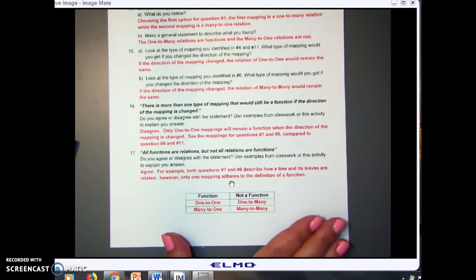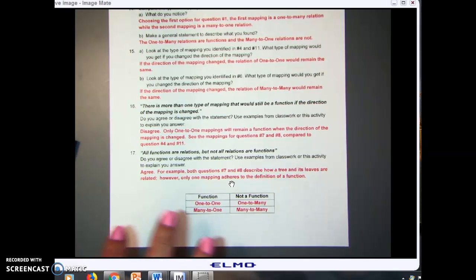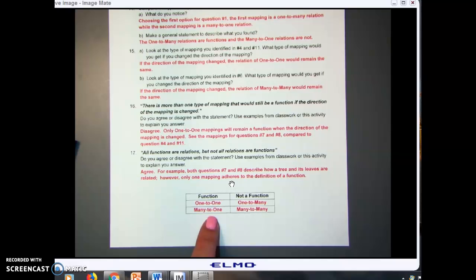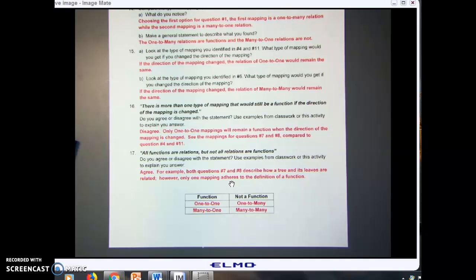All right. So then looking at question number 17, it said all functions are relations, but not all relations are functions. So relation just means there's a relationship between the two groups. A function means that for each element in the domain, there's exactly one element in the range. Okay? So if we look at our table down here, do we see that our functions are relations because they fall into 1 to 1 or they fall into many to 1? But I have two sets of relations that are not functions. And so that means that I agree that all functions fall into one of the 4 relations, but not all relations are functions.